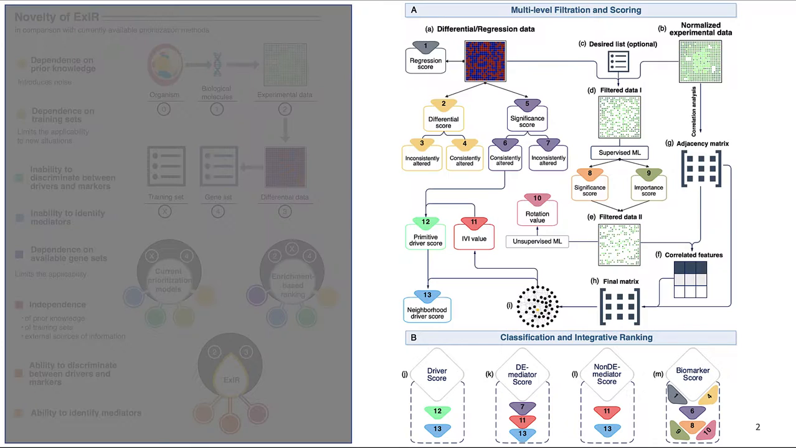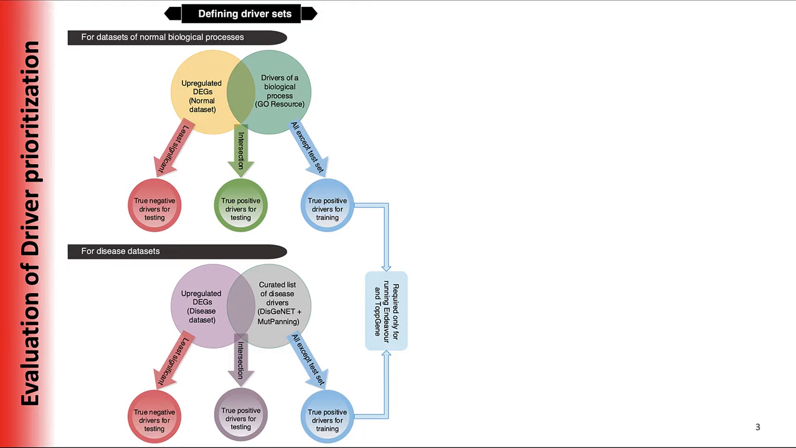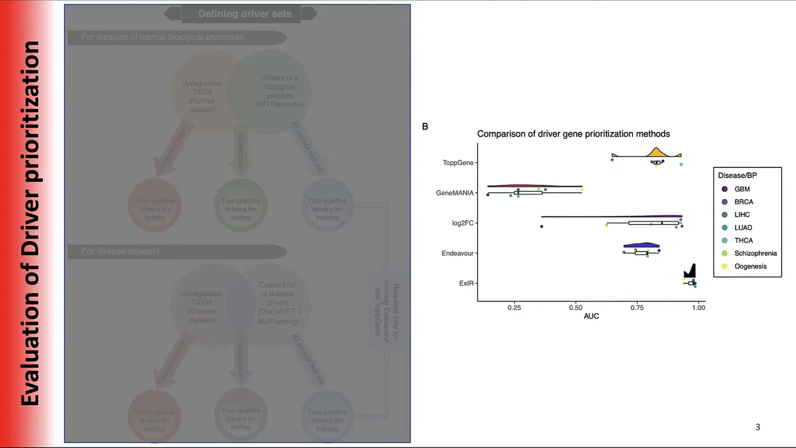We evaluated the performance of the ECCB model in the identification and prioritization of drivers, biomarkers, and mediators in comparison with contemporary methods. The pipeline on the left-hand side of the screen demonstrates the methodology applied for defining the true positive and negative sets for driver testing. According to the receiver operating characteristic analysis, ECCB outperformed all the other benchmark methods in the prioritization of true drivers across two single-cell RNA-seq, 4 bulk RNA-seq, and a microarray dataset.